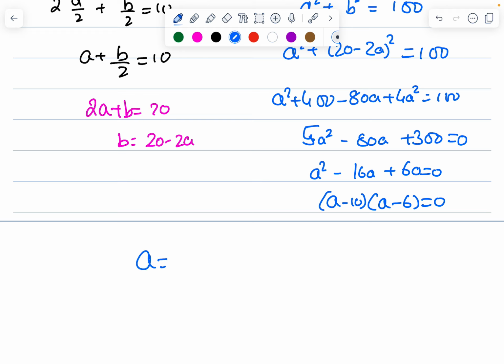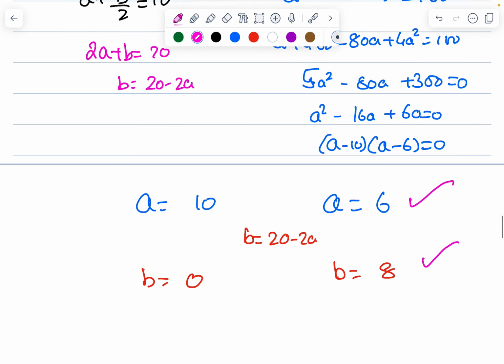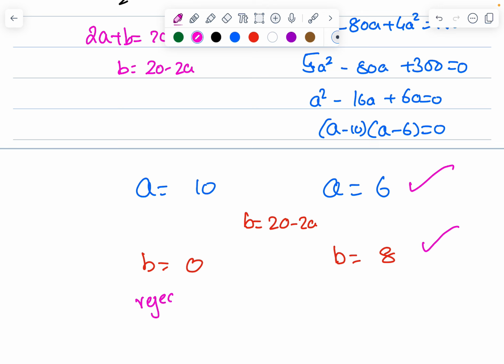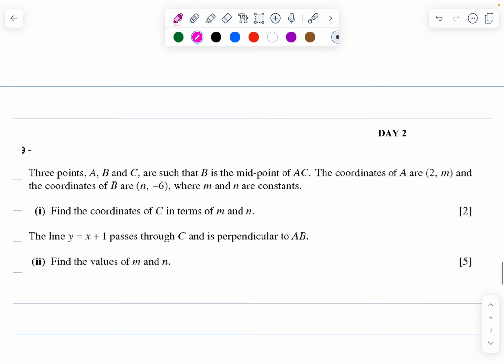So I'll be getting a equals to 10 and a equals to 6. But we know that b equals to 20 minus 2a. So in this case, b will be equals to 0 and b equals to 8. So the only answer is a equals to 6 and b equals to 8. And this is rejected. B cannot be equals to 0. Question number 9.